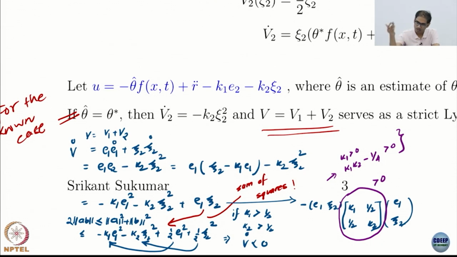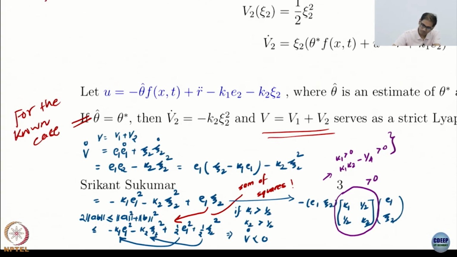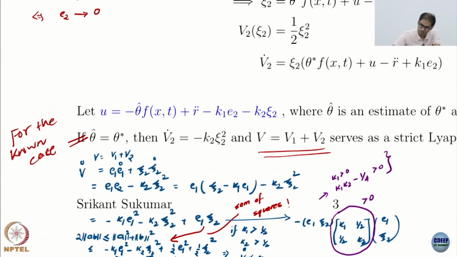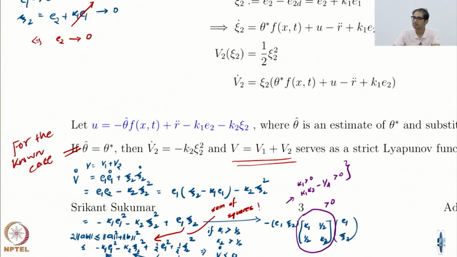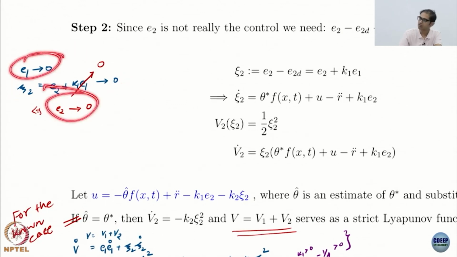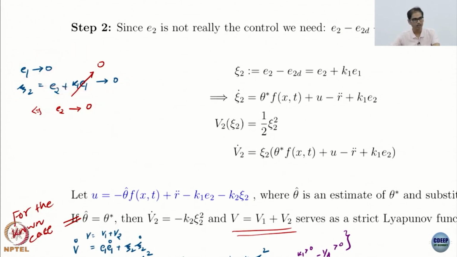And once I do that, what happens? I know that I have V dot negative definite. What does it mean for V dot to be negative definite? It means that both E1 and psi2 are going to 0. Whatever is in V, that is E1 and psi2, is going to go to 0, and we have already proved that E1 psi2 going to 0 is equivalent to saying that E1 E2 is going to go to 0. So, done.